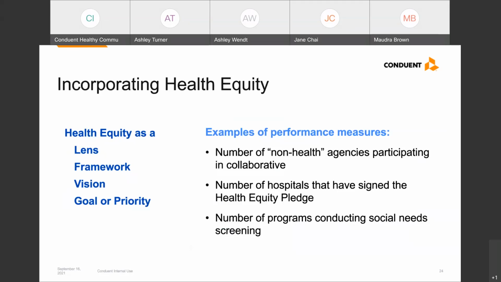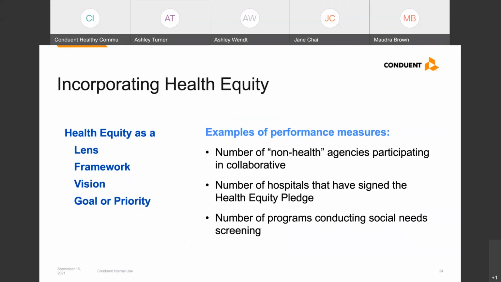One thing we have been asked is how to measure your impact. We recommend that this is something you'd like to do in addition to tracking some of those community level indicators we showed you earlier. Consider what is attainable with current partners and resources. This might mean that some of your initial performance measures around health equity will be relatively short term.